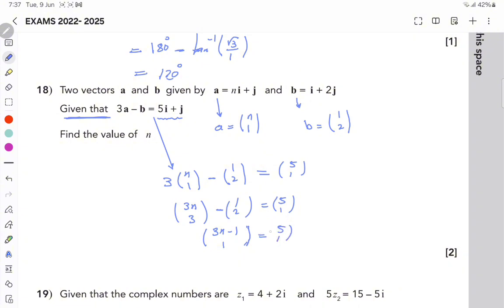Equal 5, 1. As we did precisely in complex, also in vectors, if you have two equal vectors, that means they have same magnitude and same direction, and the corresponding members are equal. So that means the coefficients or the components of i are equal, and the j are equal also, each of which is equal 1. So to state the value of n here, we're just equating that 3n minus 1 is equal to 5. So shift 1 to other side, it will be 3n equals 6. So the value of n here equals 6 over 3, which is equal to 2.